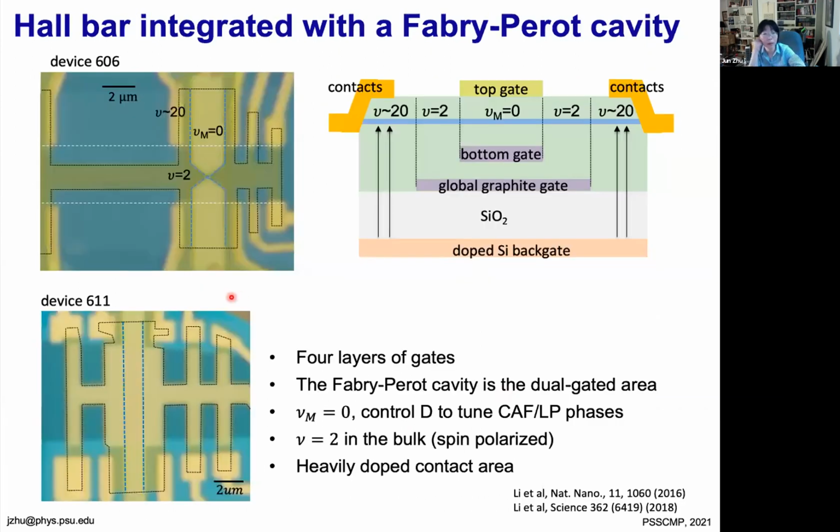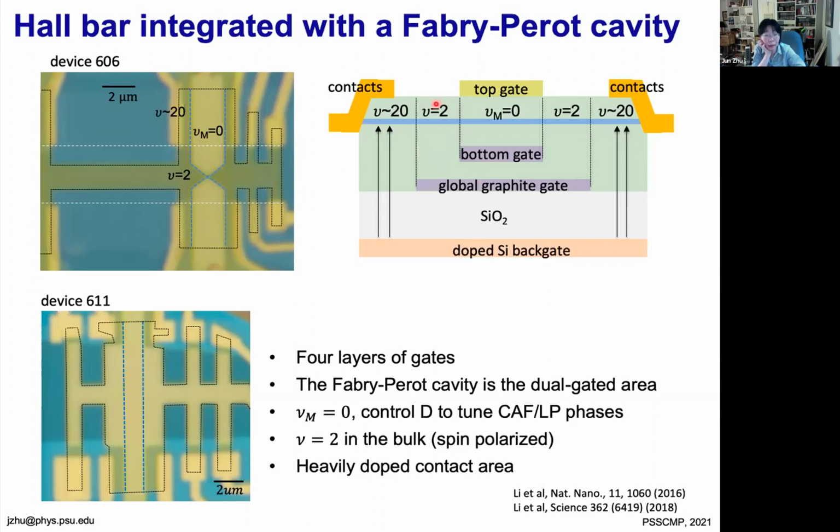For this particular experiment, we're using 4 layers of gating. You can see these 1, 2, 3, 4 over here. The blue outlines outline a dual gated area that we use to define the nu equals 0 region. We control its filling factor. We also control the displacement field so that we can tune between the magnetic and the non-magnetic phase. That's the area here. It looks like a quantum point contact in this device, and it's a rectangular bar in this device. The QPC doesn't matter, and I'll be happy to tell you more about it or you can look at the papers. So don't focus on that.